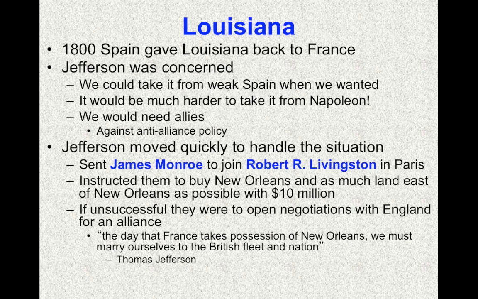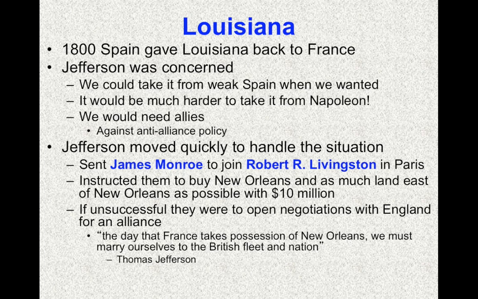Basically, in 1800, Spain gives the Louisiana territory that it has back to France. Remember, territory keeps going back and forth. Fortunately for the United States, Spain is the weaker of the two countries between Spain and France. We weren't really worried about Spain having control of the Louisiana Territory because they are the weaker country, and it would be pretty easy to take from Spain if we really wanted it. We could probably force our way.